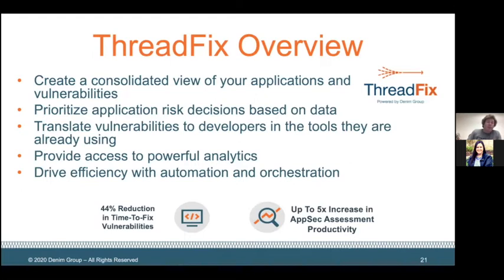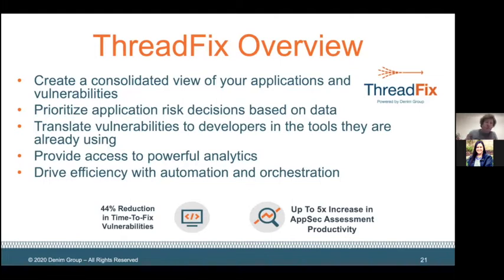And so we built the ThreadFix platform to help organizations address these issues, right? ThreadFix lets you create a consolidated view. Here are all the application assets that we have, and you can load in the results of all the different security testing activities that you're undertaking. So you get a consolidated view of all your applications and the associated vulnerabilities, right?